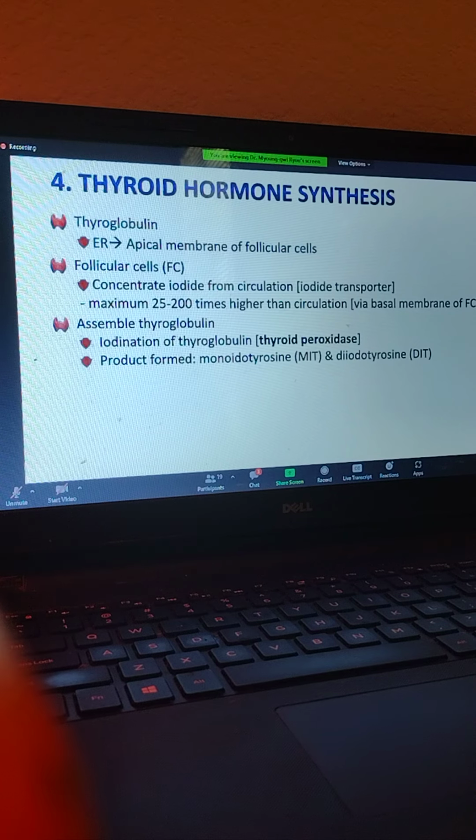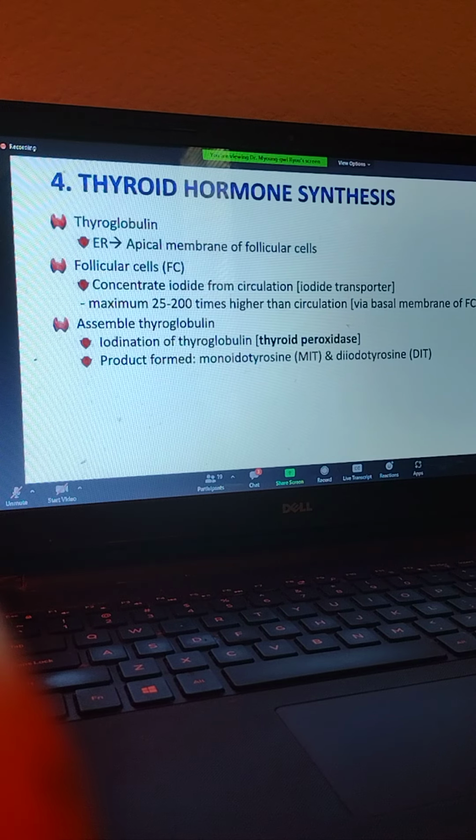So you must have an iodide transporter, which is an ATPase, right, requiring ATP to move something against the concentration gradient. Okay. So again, the iodide is coming in, and the follicular cells can use that iodide. The thyroglobulin assembly, so iodination of the thyroglobulin, can happen. We need the thyroid peroxidase.